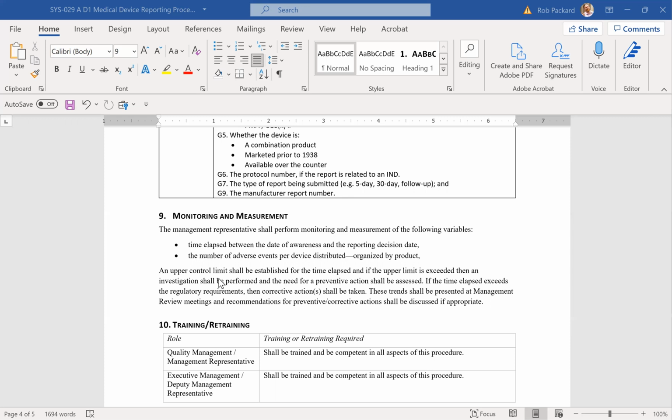And then we also have follow-up reports. When you don't have enough information, you would often report that and then follow up with a follow-up report once you have more information and determine, yes, it requires reporting, or no, it doesn't.